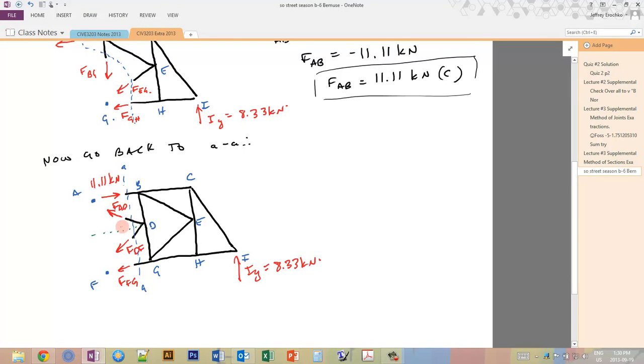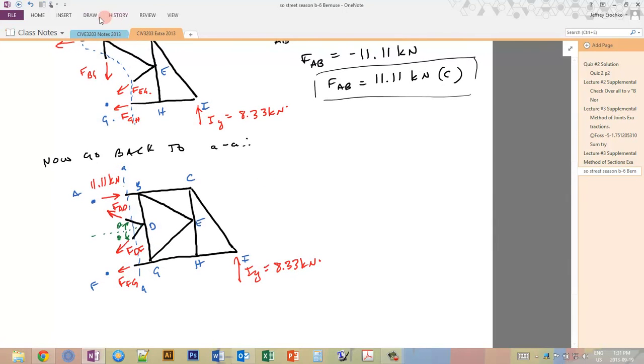These are inclined, so they have some angle theta. And that angle is the same because this node is halfway between the top and the bottom. So let's do sum of M now about F. Why do I want to choose that one?